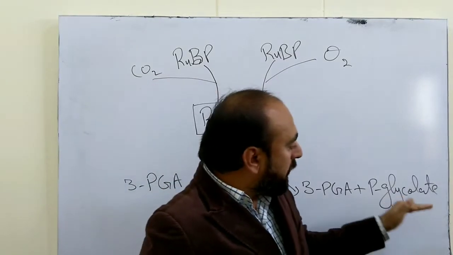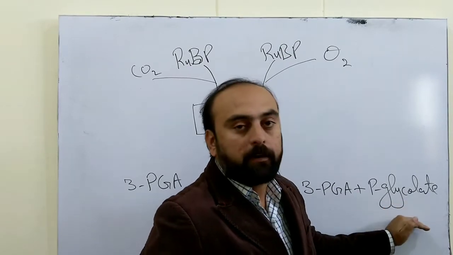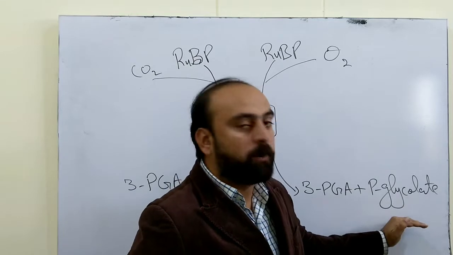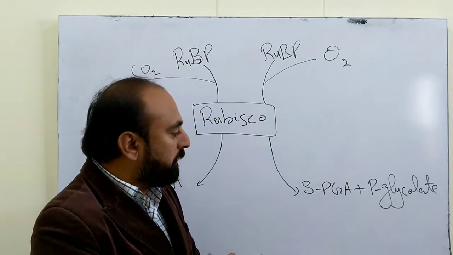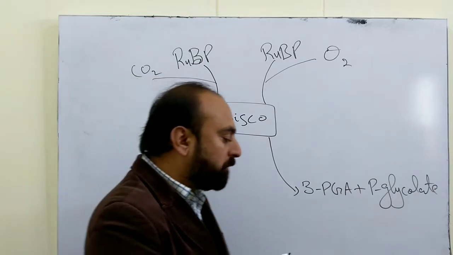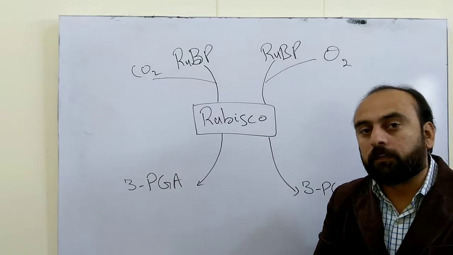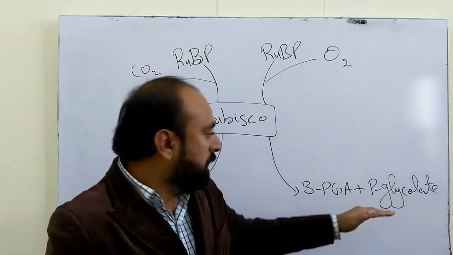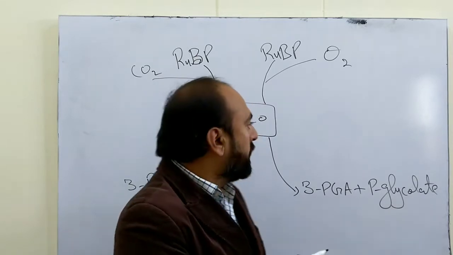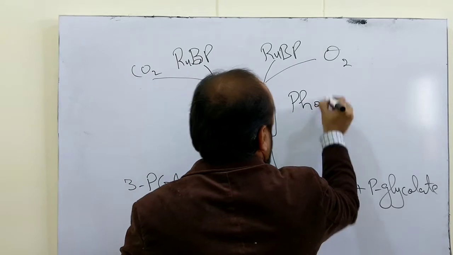But this compound, glycolate, is problematic. This is a toxic compound, and the plant has developed an intricate mechanism involving a series of metabolic reactions in 3 different organelles to get rid of this glycolate. And this phenomenon is termed photorespiration.